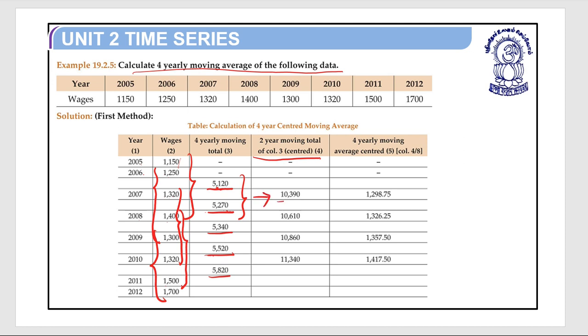So this is 10,390. 5270 plus 5340, that is 10,610. 5340 plus 5520 is 10,860. 5520 plus 5820 it is 11,340. 4 yearly moving average centered: column 4 divided by 8.